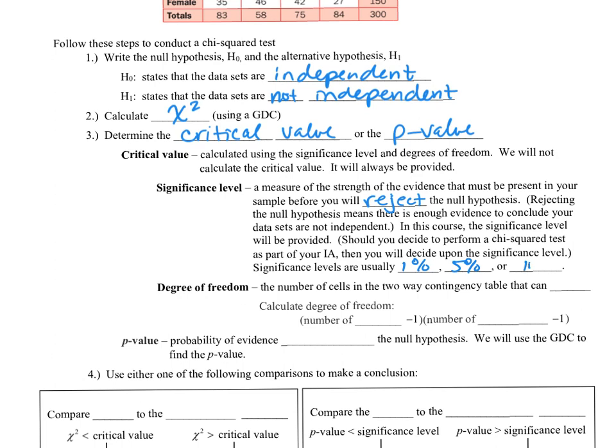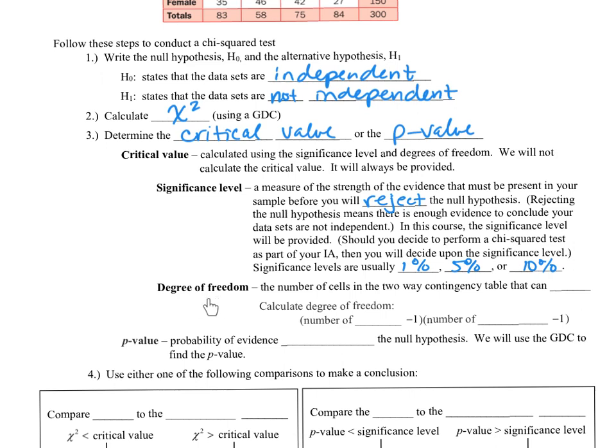5%, or 10%. So what that significance level means, it's the probability of rejecting the null hypothesis when it's actually true. So obviously the lower the significance level, the better your conclusion is going to be, because it's less likely that you reject that null hypothesis, that the two sets of data are independent, when it's actually true.